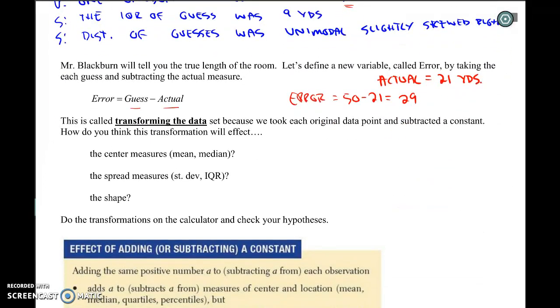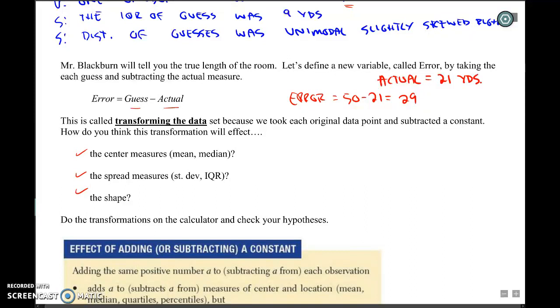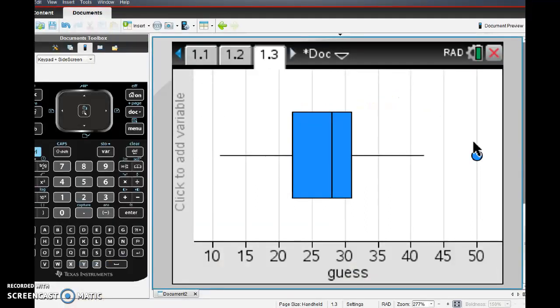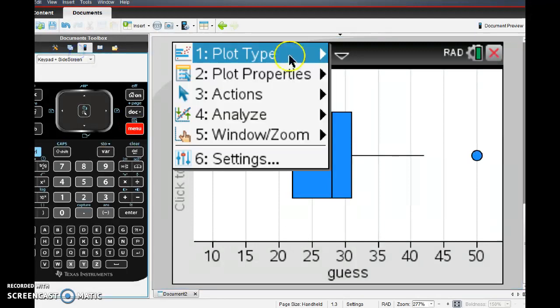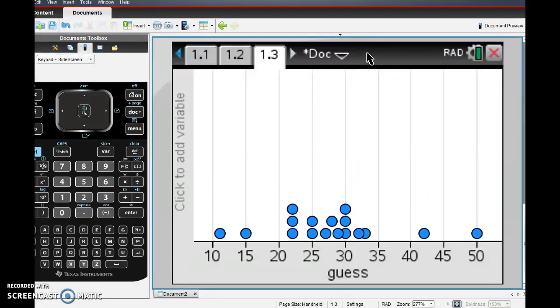So this is called transforming the data set. We're subtracting a constant from every single data point. So the question now should be, how does subtracting a number from every single data point affect the measures of center, the measures of spread, and the shape? So maybe if you want to pause it and think about that, you can. But basically, if we subtract 21 from every single data point, this data point is going to go 21 over this way, so it'll be negative 11. Everything's going to be shifted 21 units to the left.